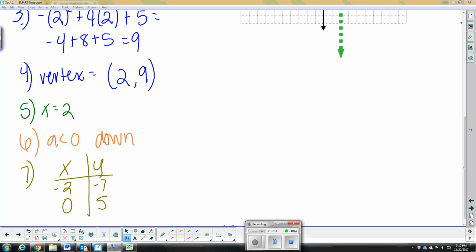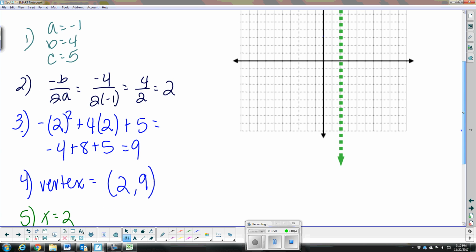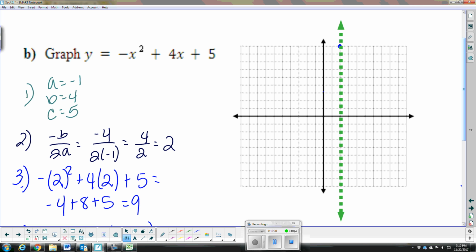Right, so the 2 points that I chose were -2 and 0. If I use -2 as my x value, I get a y of -7. If I choose 0 as my x value, I get 5 for my y value. So now I need to plot those 2 points, -2, -7, and 0, 5. And then I need to plot the symmetry points.